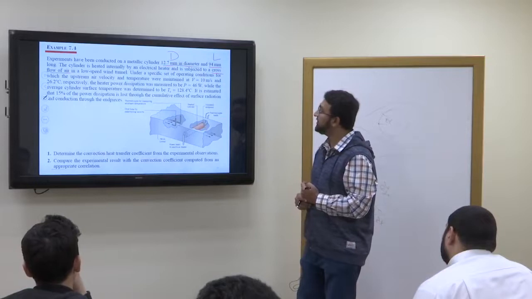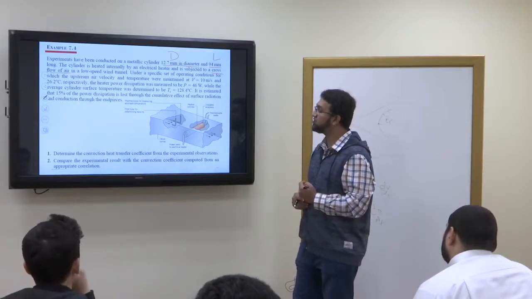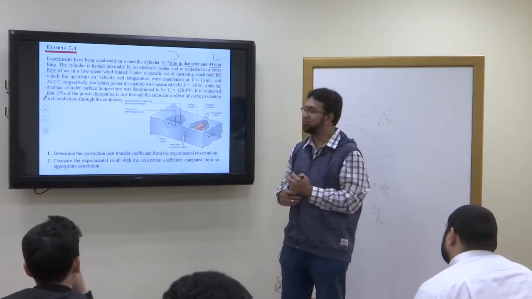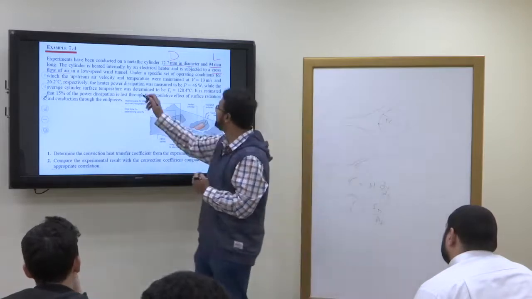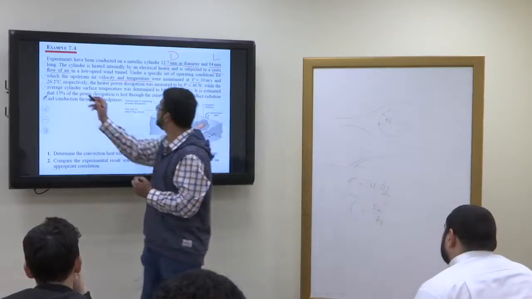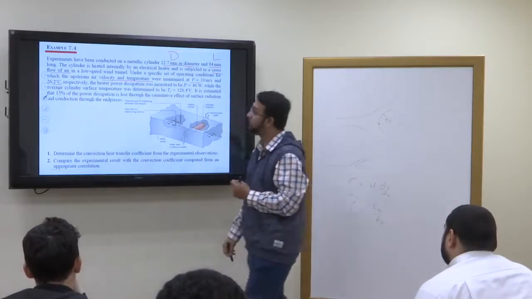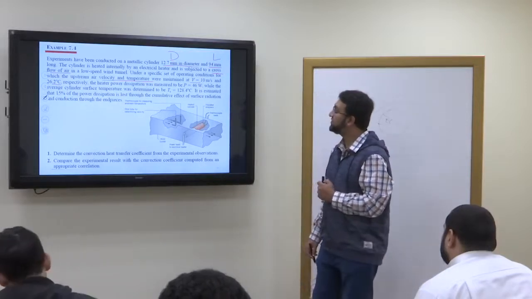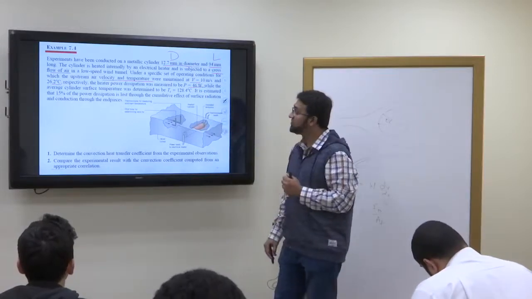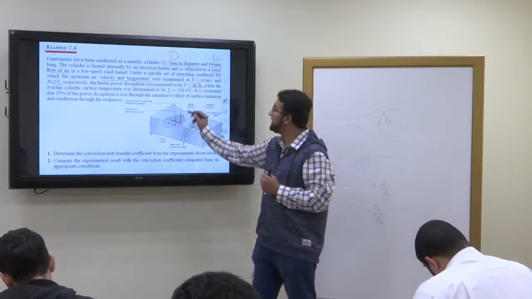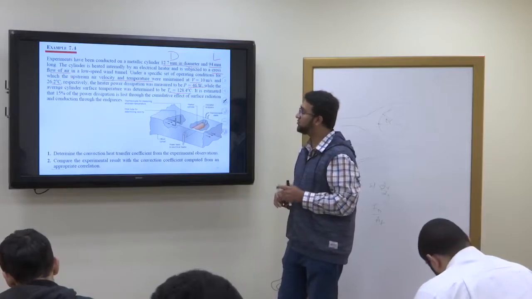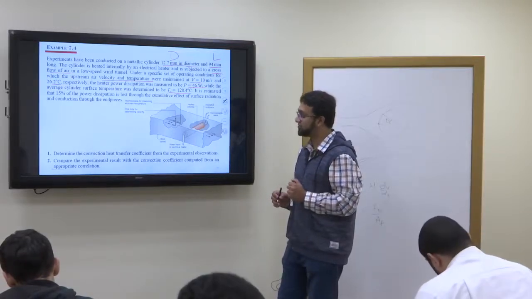Under a specific set of operating conditions for which the upstream air velocity, upstream meaning the starting air velocity, and temperature were maintained at V equals 10 meter per second and 26.2 degrees centigrade respectively, the heater power dissipation was measured to be 46 watt, while the average cylinder surface temperature was determined to be 128.4 degrees centigrade. It is estimated that 15% of the power dissipation is lost through the cumulative effect of surface radiation and conduction through the end pieces.